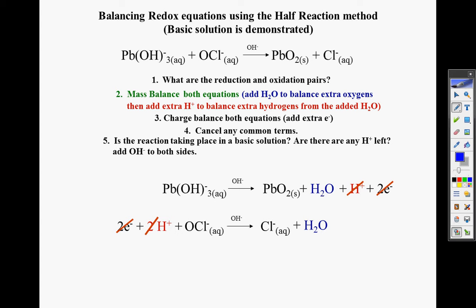Add OH to both sides. OH there and an OH there. And guess what the OH negative plus H plus is going to give you? Water. Okay, so you add it to both sides. H and OH will make water on one side.